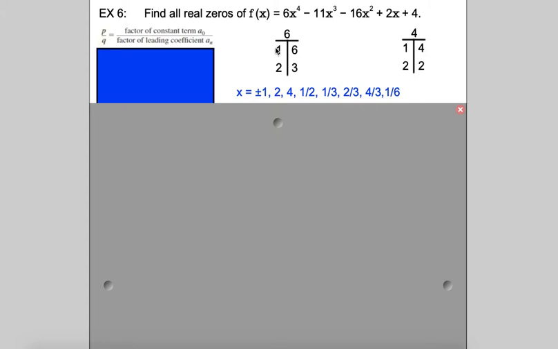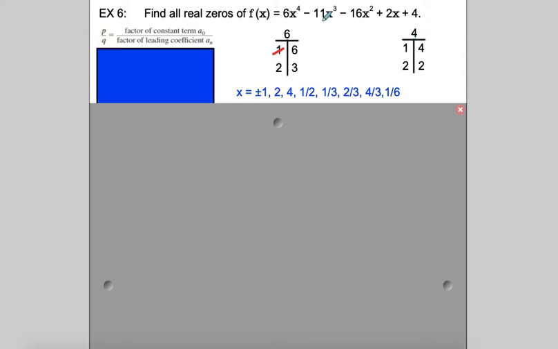4 over 1 is 4. Then I repeat the process. It's all the factors of the last over all the factors of the first. So I put them all over this 1. So maybe I'll mark that out. So now I need to put them all over the factor of 2. So 1 over 2 is a half. 1 over 3 is a third.